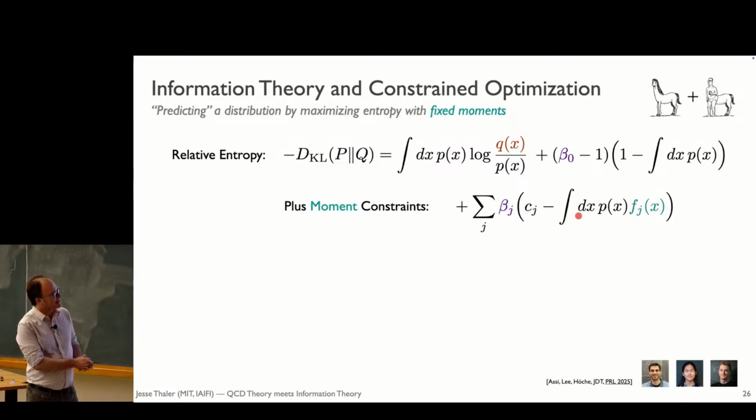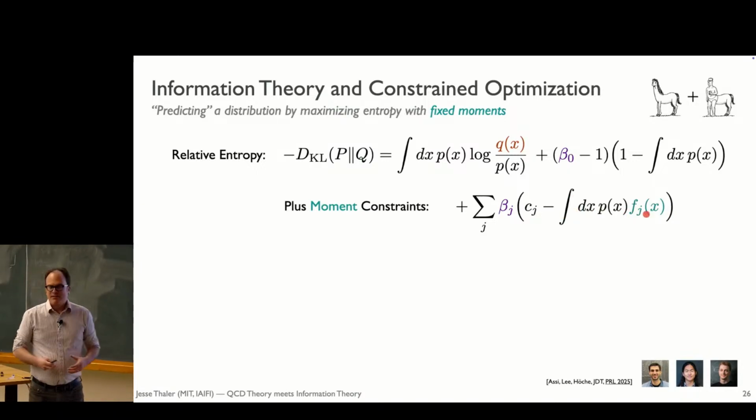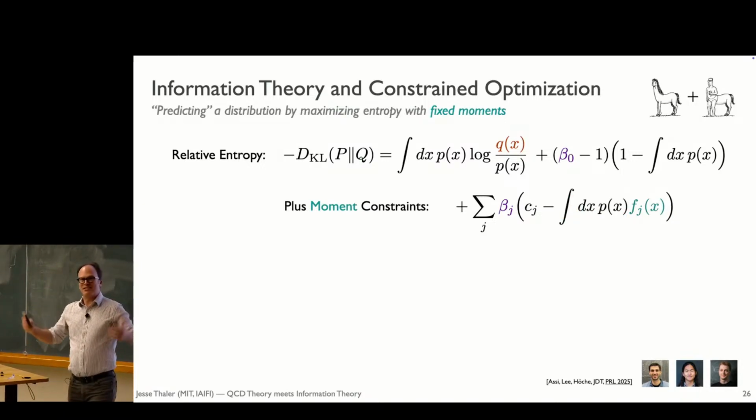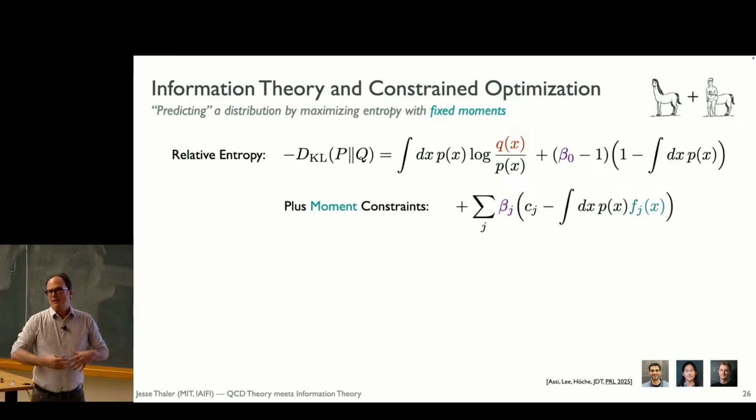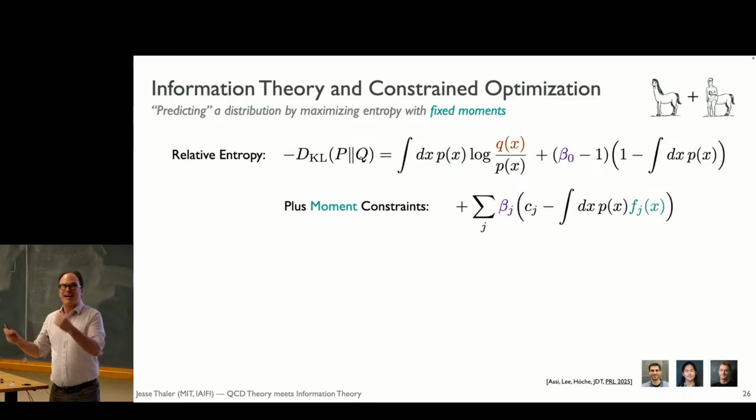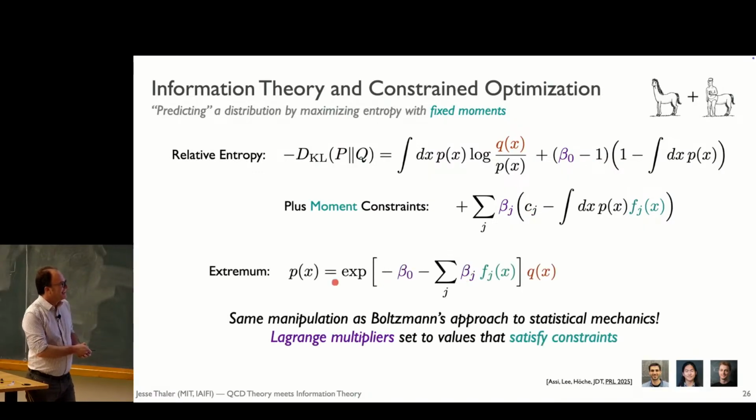How hard do I want to work to compute this integral? The simplest thing I could do is compute just the total cross-section, which just gives me probability 1. Or I can compute something more intricate, like an energy if I'm doing thermodynamics, or a particular collider observable. I get to choose what that is, and then I anchor it down to that value. And then the solution here is what was advertised before. This is just Boltzmann mechanics, the same manipulations as Boltzmann's approach to StatMech, where the Lagrange multipliers set the values that satisfy the constraints.